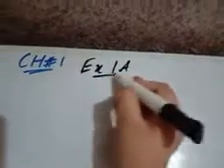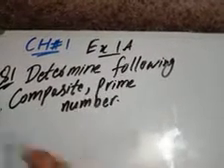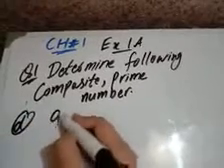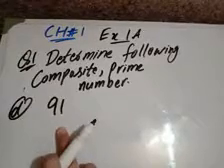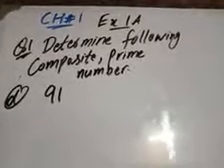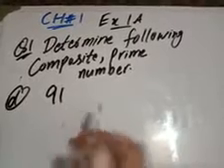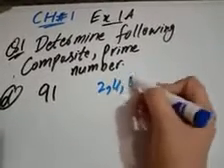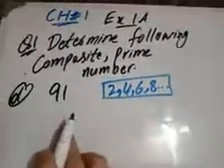Exercise 1A. Question number 1 is to determine the following as composite or prime numbers. Let's take part a, it's 91. We will apply here all the divisibility tests for making the factors of 91. As 91 is an odd number, all even numbers like 2, 4, 6, 8 and so on may not be the factors of 91.